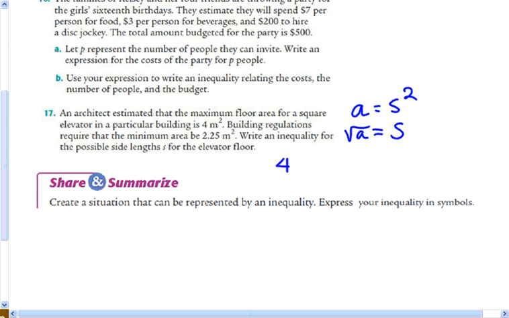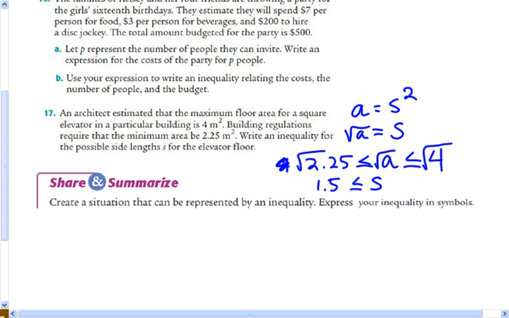So here's our areas. The smallest area is 2.25, and that is less than or equal to our area, which has to be less than or equal to the maximum area, which is 4. And then we need to do the square root of both of those to get the side lengths. And that gives us 1.5 is less than or equal to the square root of the area, the side length, is less than or equal to 2.